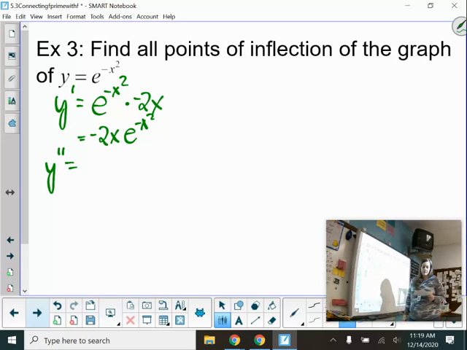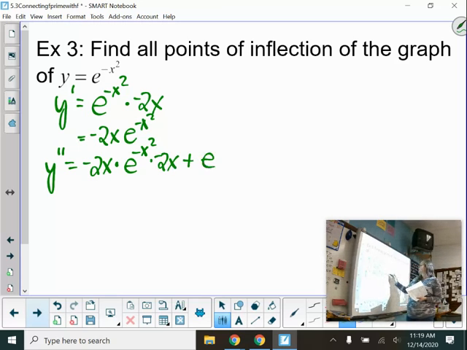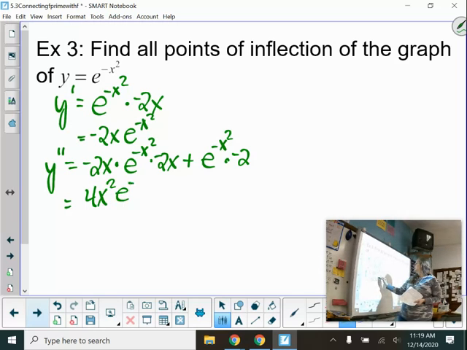Now for the second derivative, we have to use the product rule. So that's going to be the first times the derivative of the second, which is e to the negative x squared times negative 2x, plus the second, e to the negative x squared, times the derivative of the first, which is negative 2. So this is going to clean up into a positive 4x squared e to the negative x squared, minus 2 e to the negative x squared.